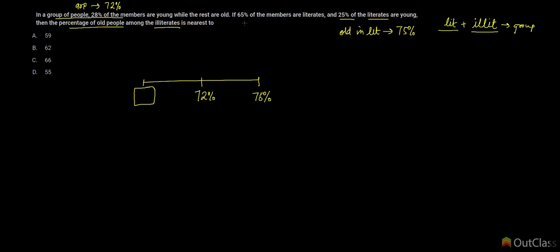What else is given to us? 65% of the members are literates. So you have a 65:35 split, approximately 1:2. Invert that ratio, 2:1. You have a distance of 3% percentage points here, so you should have 6 here, giving you approximately 66.